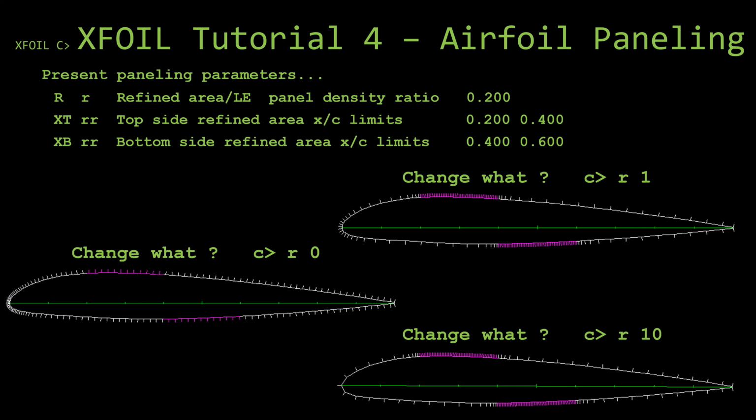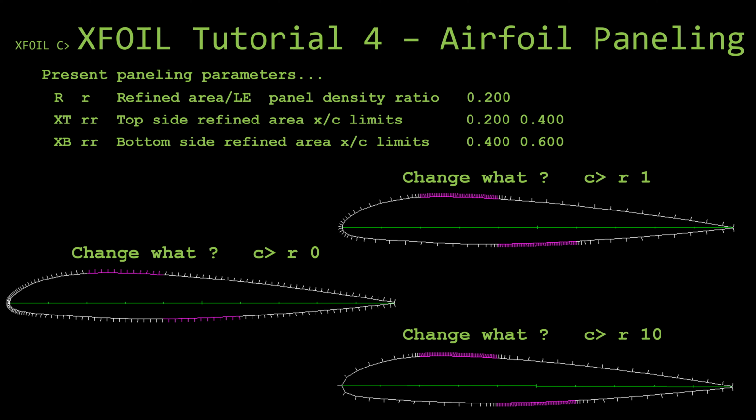We'll go ahead and cover the same 3 scenarios we used in the last slide. So if we put a panel density ratio of 1, this means that the refined area and the leading edge are the same value. So the panel density that you see at the leading edge is going to be the same as the panel density over the refined area. Now, depending on how large this area is, that might mean that you're taking a lot of panels and putting them at the leading edge and over this area. So that's why you're starting to see towards the trailing edge of this upper surface, it's starting to get pretty sparse.